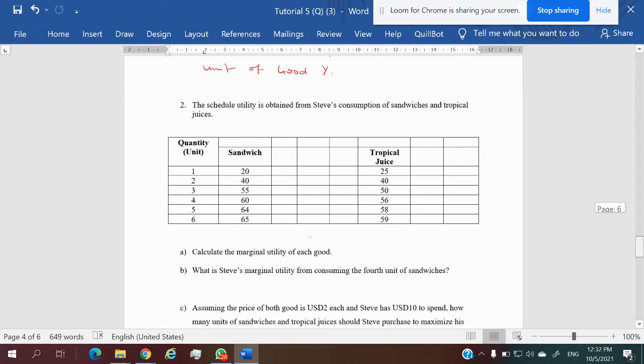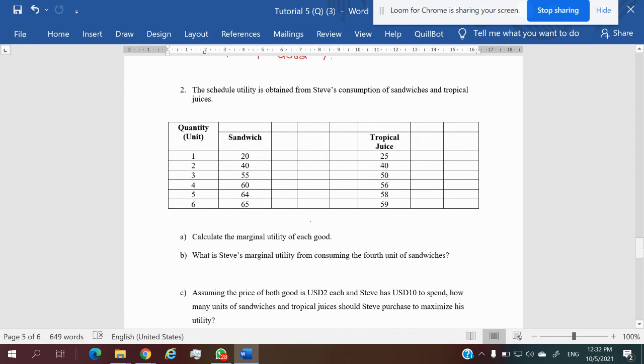Okay, class, so here we have two types of goods. We have sandwich and also tropical juice. Here is the total utility of sandwich and the total utility of tropical juice at each level. Calculate the marginal utility of each good. So what is the formula of marginal utility?